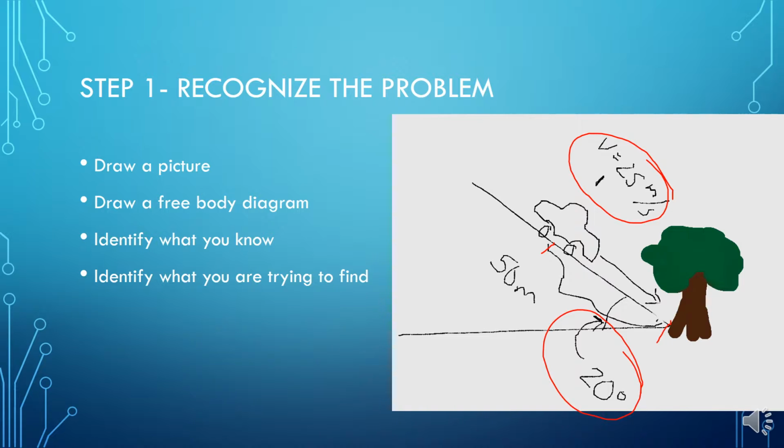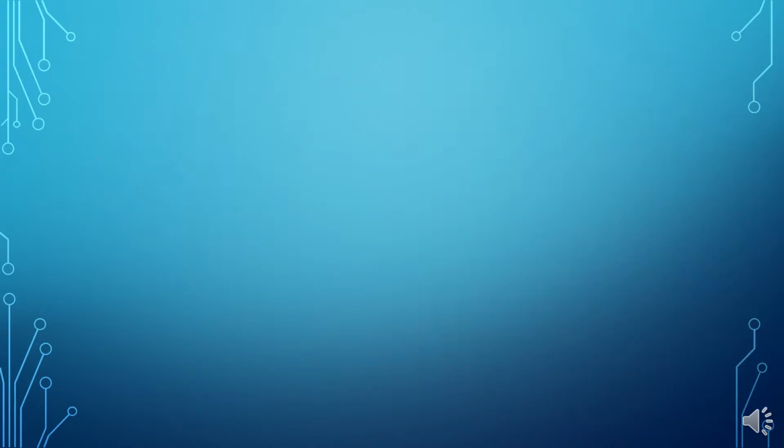Next, we're going to draw a free body diagram. We're going to identify what we know and then identify what we're trying to figure out. So there's our picture. Now we're going to do a free body diagram. So here's our dot that is Jim and the car right here.